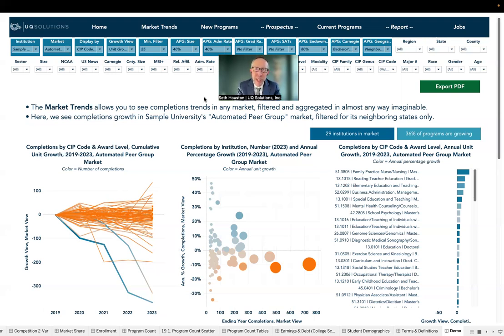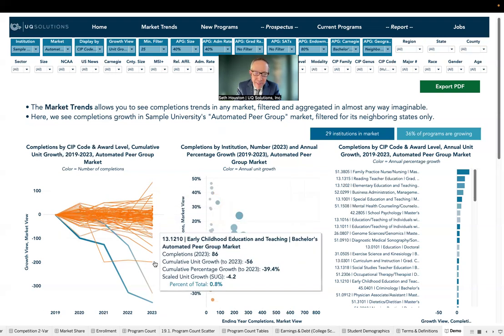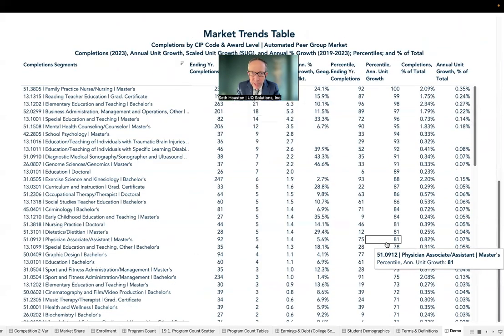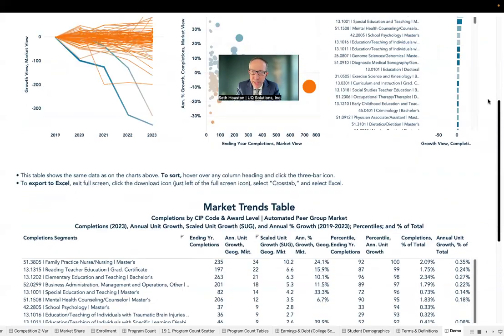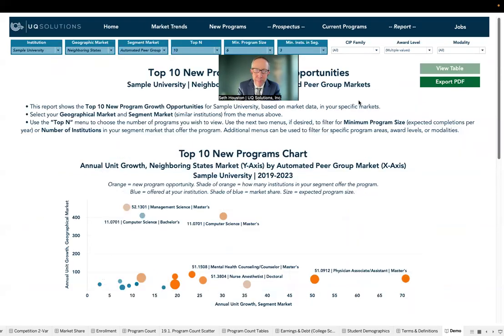This particular view is looking at program growth in this school's automated peer group, filtered for its neighboring states only, 29 schools that fit that description. And in that group of 29 schools, these are the programs that are growing the most, and these are the ones that are declining. We can see the data in several forms of a chart up here. We can also see it as a table below here that we can export to Excel or export the whole thing here as a PDF that's easy to share with our colleagues as well. So lots of ways to filter the data, find out exactly what you want to find out, and then share it in an easy way with your colleagues at your institution.